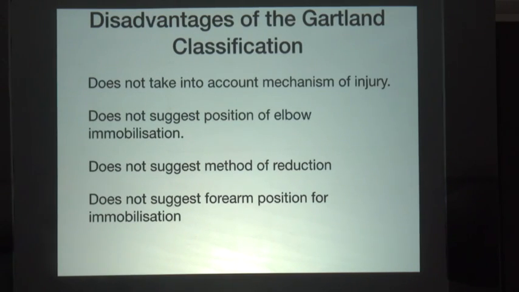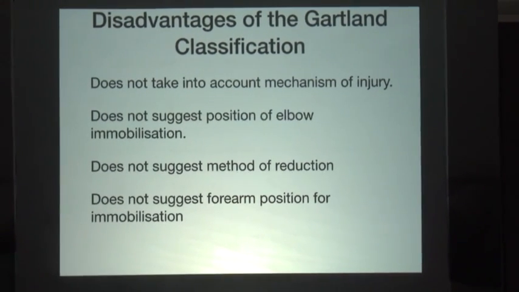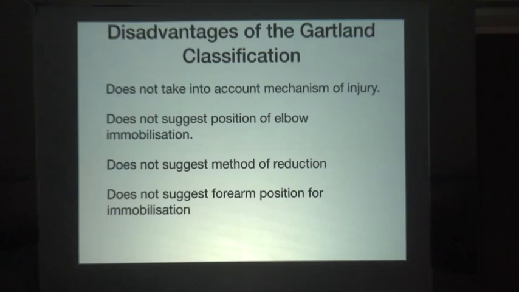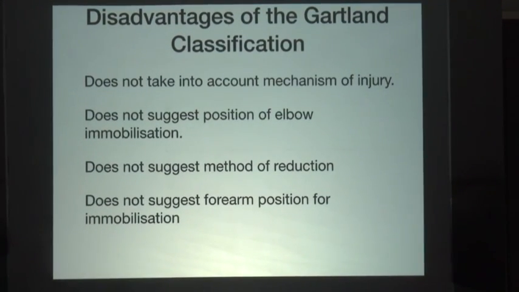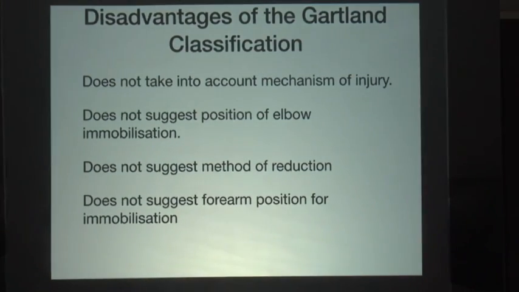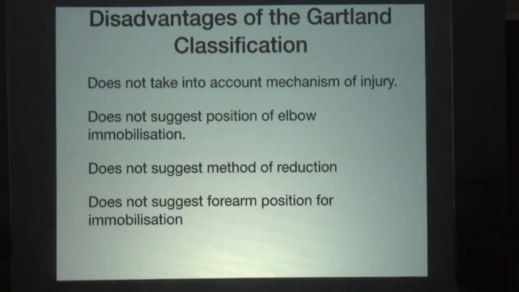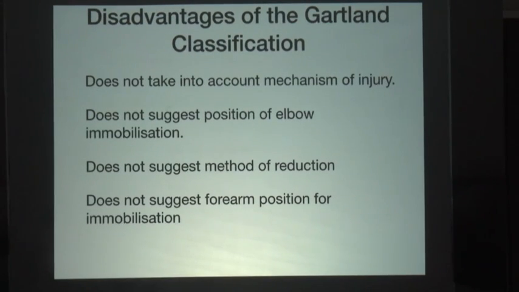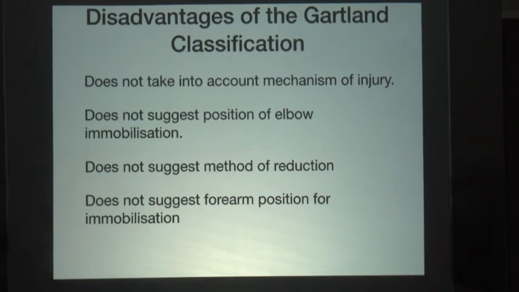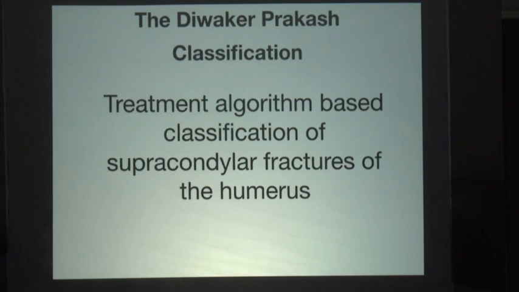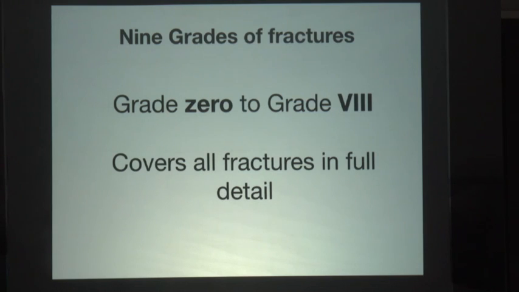Now, the disadvantage of both AO and Gartner are, they do not take into account the mechanism of injury. They do not suggest position of elbow immobilization, do not suggest method of reduction, do not suggest the forearm position for immobilization. Children, if you are not putting them in a pin, correct cast in a correct position of elbow or forearm is essential to ensure that the fracture does not redisplace. This is a treatment algorithm based classification. 9 grades of fracture, grade 0 to grade 8, and covers all fractures in full detail.